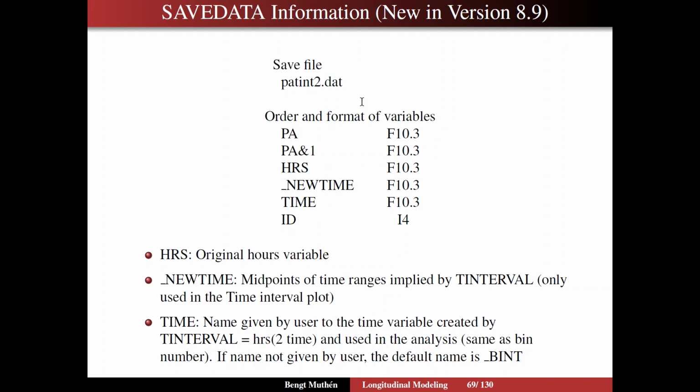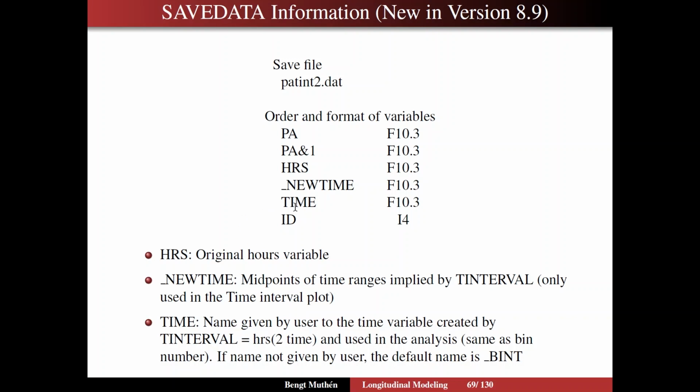So the variables that were analyzed, including the time variable that Mplus created. The order format of the variables is as always listed: the positive affect first and the lag positive affect, and then the hours variable, which is in the original data, and then the underscore new time, which is the midpoint. I'll write it down here. Midpoint of time ranges implied by t-interval. It's only used in the time interval plot, which we're going to take a look at in a few slides.